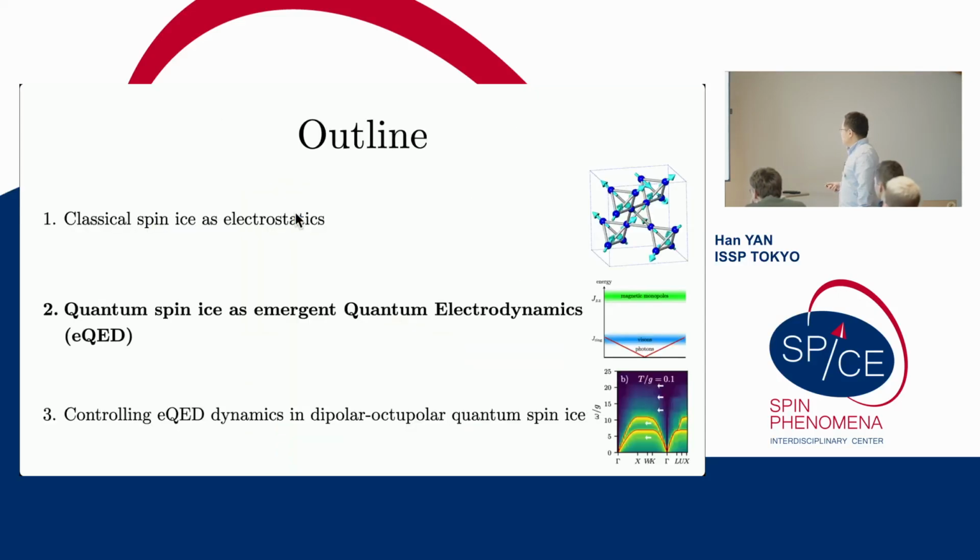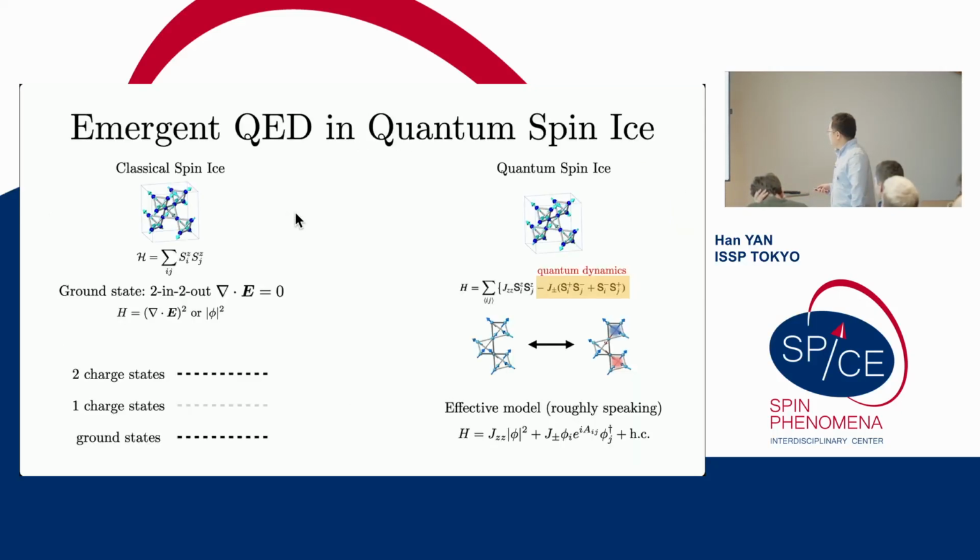So now let's add quantum dynamics on top of this classical model and see what happens. What you can do is, for example, add these S plus S minus terms. Then it will flip two spins on top of, for example, a classical ground state and create a pair of charges. So effectively, this is adding charge creation and annihilation or charge hopping terms, sandwiched by the gauge field term, because the low energy theory has to be gauge invariant in the end.